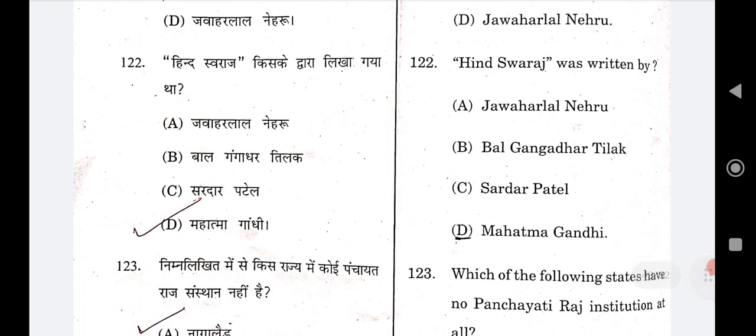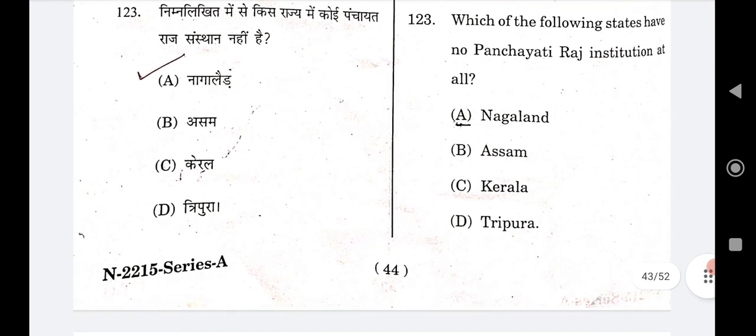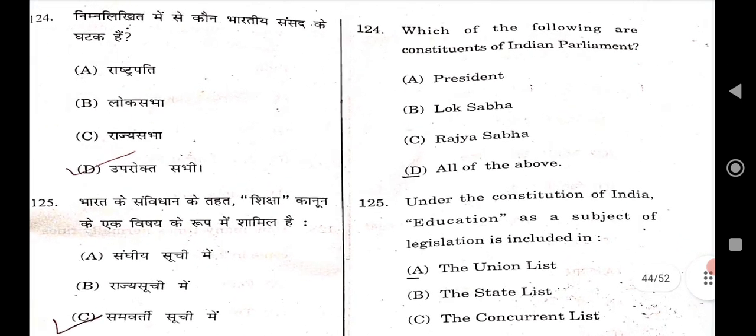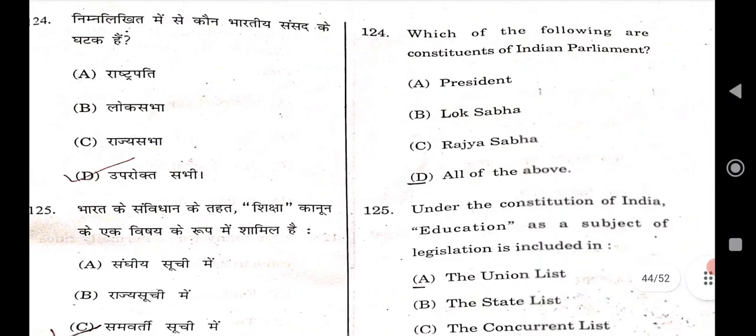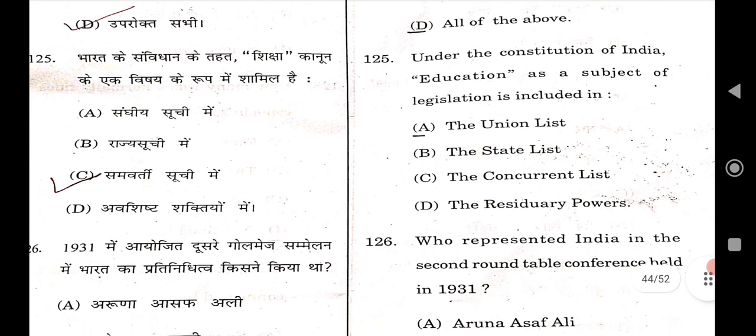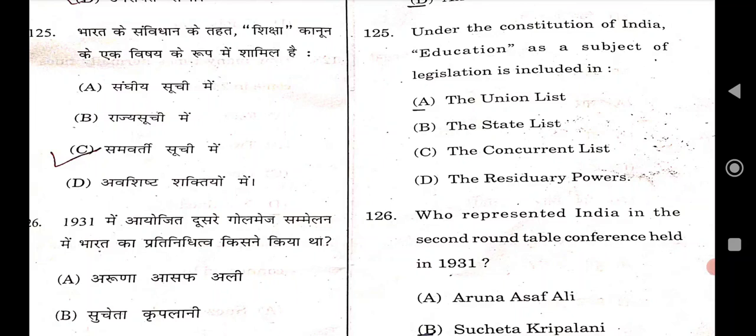122nd question: Hind Swaraj was written by Mahatma Gandhi. D is the correct option. Which of the following states have no Panchayati Raj institution at all? Nagaland. A is the correct one. Which of the following are constituents of Indian Parliament? So all of these, that is President, Lok Sabha, Rajya Sabha. So D is the correct option, all of the above. Under the Constitution of India, education as a subject of legislation is included in the concurrent list. C is the correct option here.